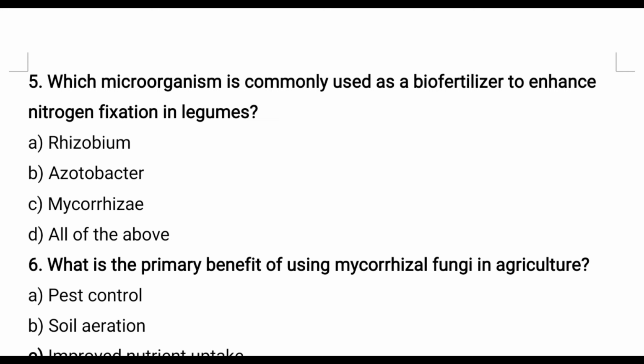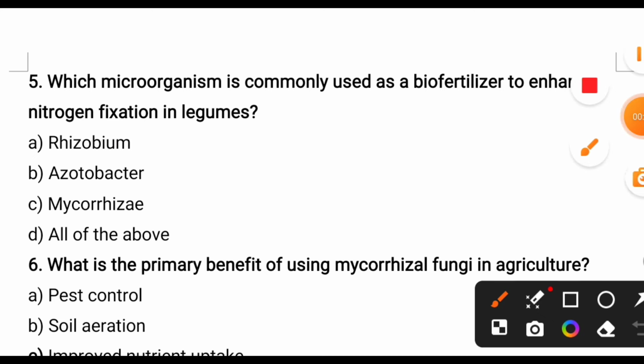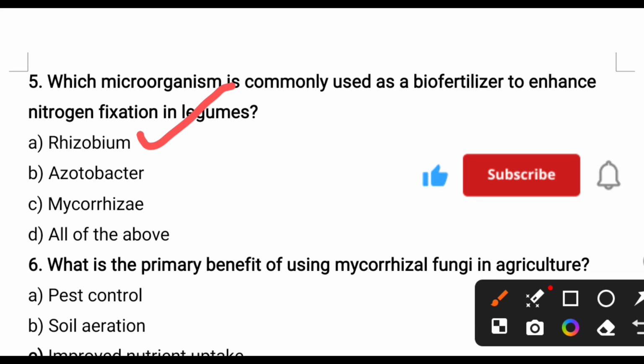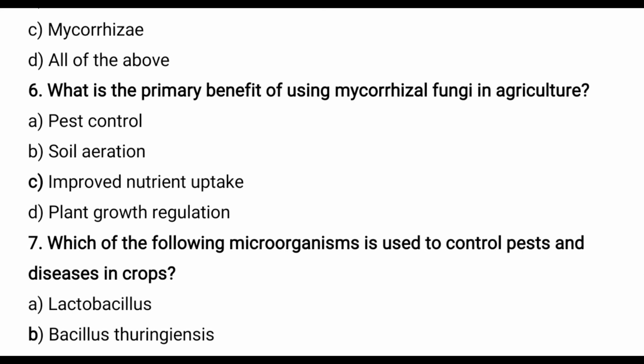Which microorganism is commonly used as a biofertilizer to enhance nitrogen fixation in legumes? Options are rhizobium, azotobacter, mycorrhizae, all of the above. So for this the correct answer is rhizobium bacteria. It can fix the atmospheric nitrogen into nitrate form. It resides in the root nodules of leguminous plants. Okay, so let's see the next question.